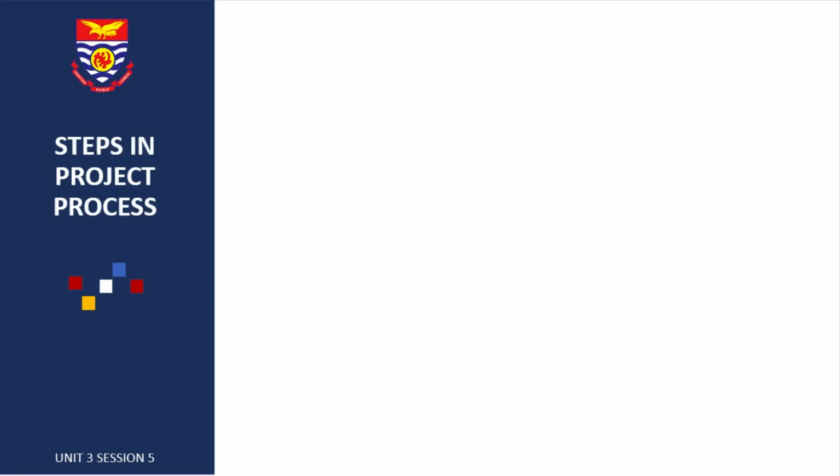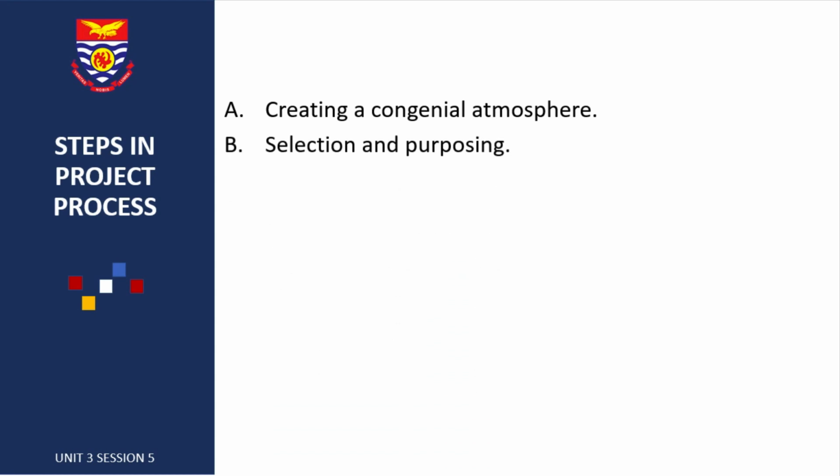Next is steps in project process. And the first one is creating a congenial atmosphere. Here, the teacher should not force any project on the students, especially when they are not prepared. Give them the freedom, the chance to select what project they want to work on. Your duty is to redirect or reshape what they want to do. Next is the selection and purposing. The project agreed upon must be such that it is capable of satisfying a definite need or purpose.